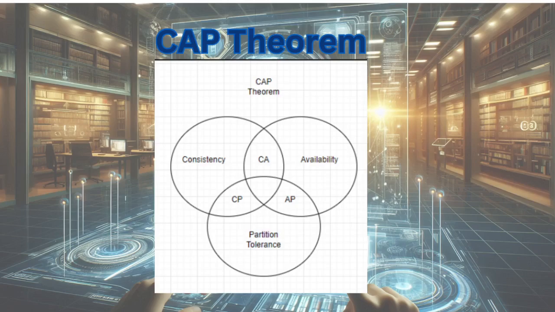Some systems prefer eventual consistency to stay available during network issues. The trade-off depends on the business use case, consistency versus speed. Systems like traditional RDBMS offer strong consistency by design.